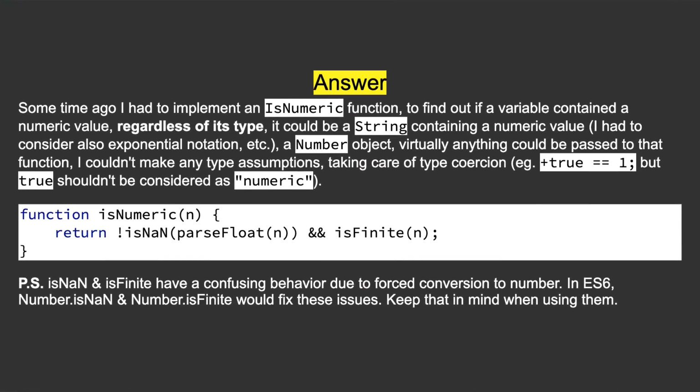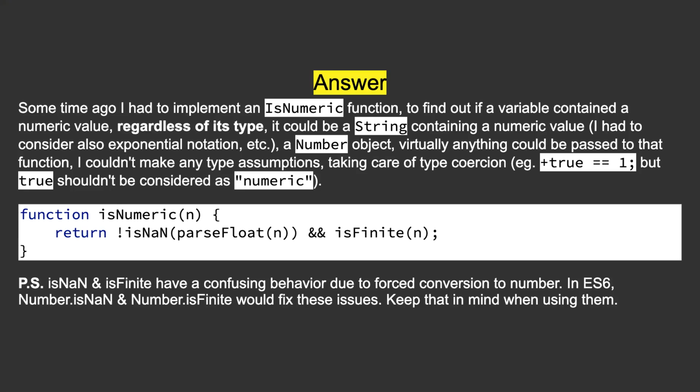Some time ago I had to implement an isNumeric function to find out if a variable contained a numeric value regardless of its type. It could be a string containing a numeric value. I had to consider also exponential notation, etc. A number object. Virtually anything could be passed to that function. I couldn't make any type assumptions, taking care of type coercion. For example, +true equals 1, but true shouldn't be considered as numeric.